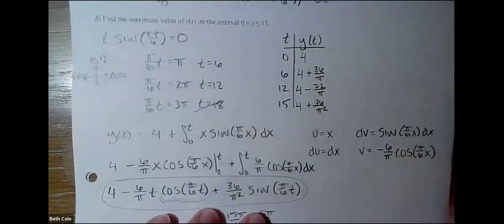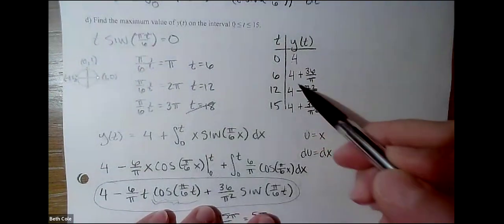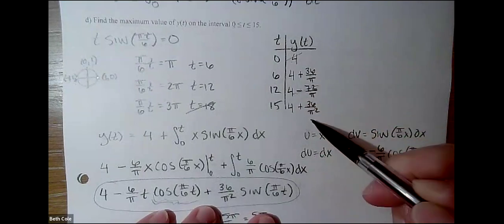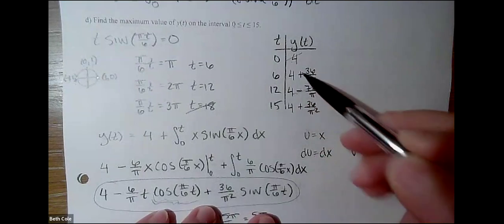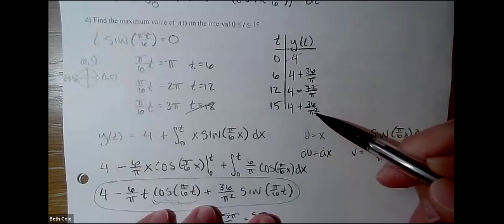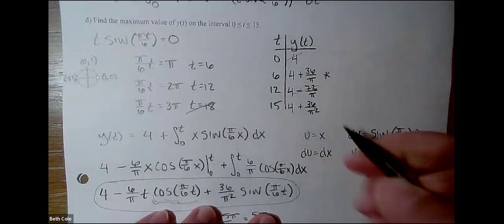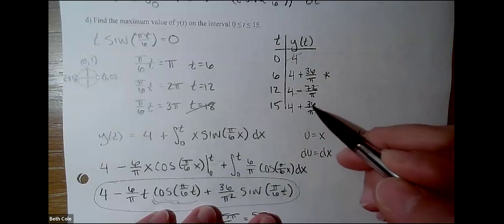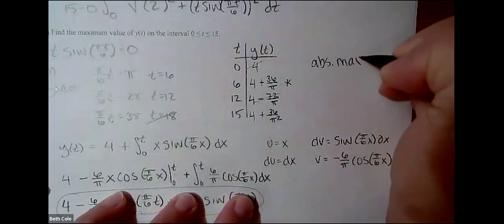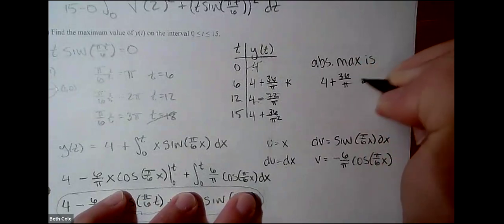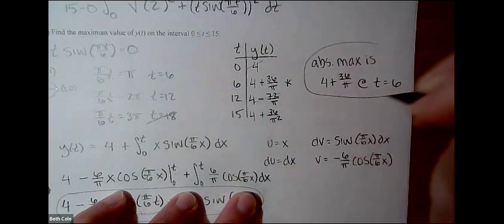So we figured them all out. Now, which one is the biggest? This one's 4. This one's 4 plus something. So this one's bigger than 4, so it can't be that. If we subtract, it's not going to be that. So one of these two is the biggest. Well, which one's larger, 36 divided by pi or 36 divided by pi squared? This one's going to be the bigger one, because if you divide by pi squared, you're dividing by more, and you're making this part that you're adding on smaller. So this is going to be our larger one. So here's our answer. Absolute maximum is 4 plus 36 over pi at t equals 6.